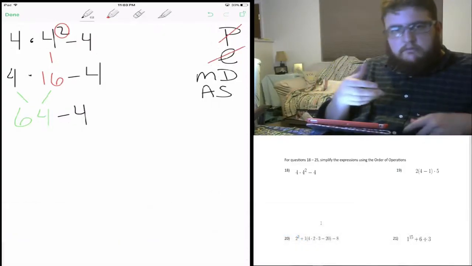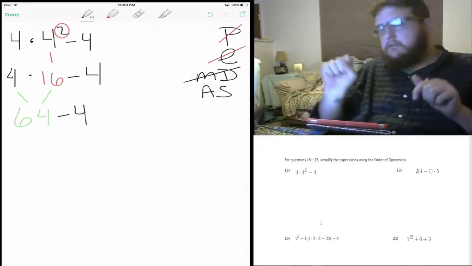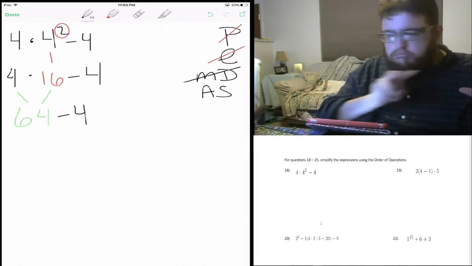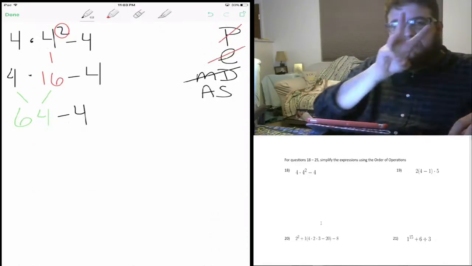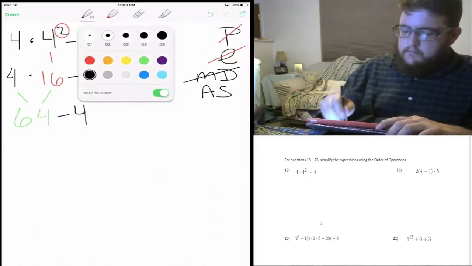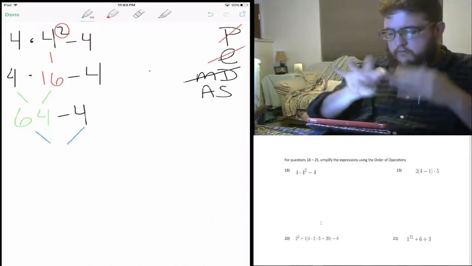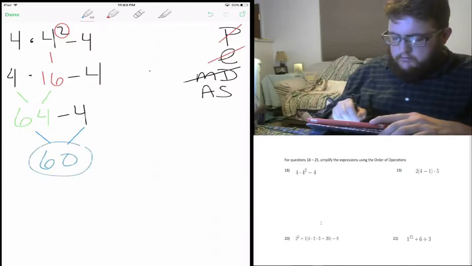So again, I'll scan from left to right, and it seems I've got no more multiplication or division, so I can cross that off. Now we'll move on to addition and subtraction. Again, this is the same kind of thing. I'm going to scan from left to right for any addition or subtraction that I come across. So the first piece of addition or subtraction I come across is 64 minus 4, also the only piece of addition or subtraction left in this problem. 64 minus 4 is 60, and that is our answer.